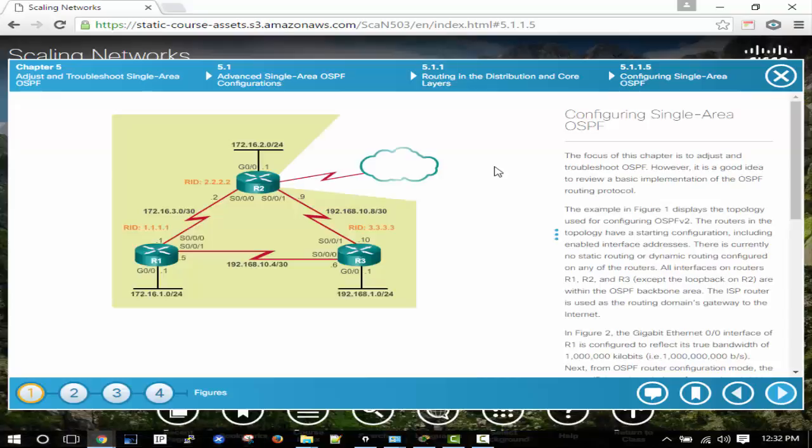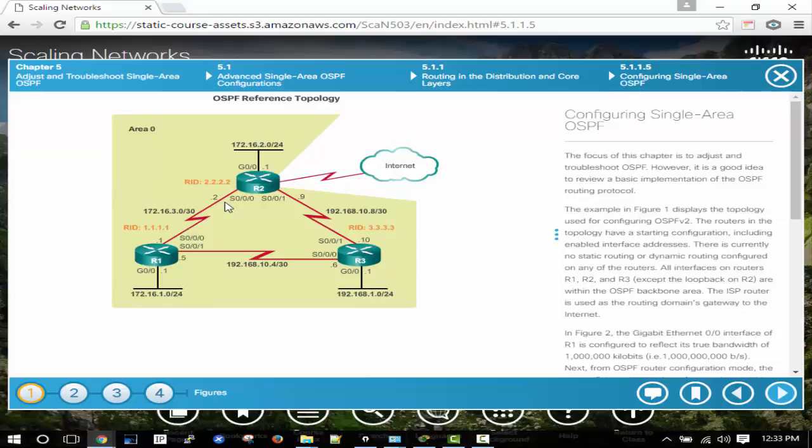Alright, so routing in the distribution core. I don't know. No, configuring single area OSPF. Sorry, I looked at the main title. Well, as you can see, we're setting router IDs, and they're all in area 0. And I know you guys remember area 0 is the backbone area where everybody sits. So if we're doing single area OSPF, we're going to have an area 0. Definitely we're going to have an area 0 if we have multi-area OSPF, which is the next chapter.